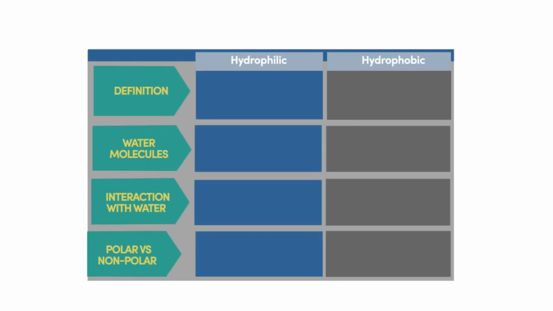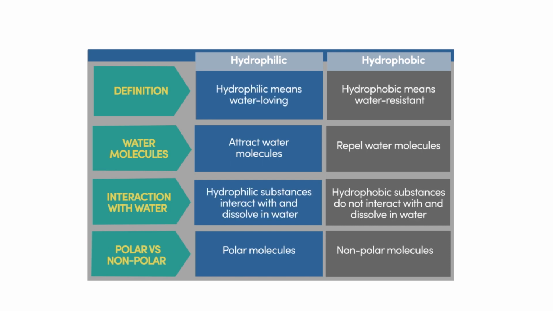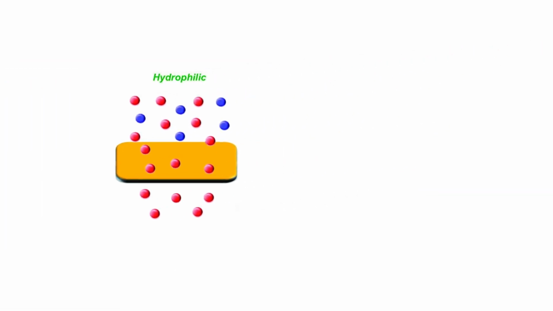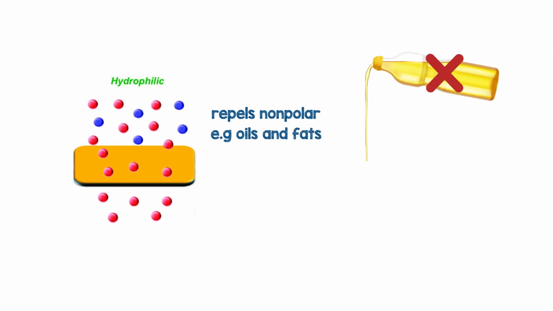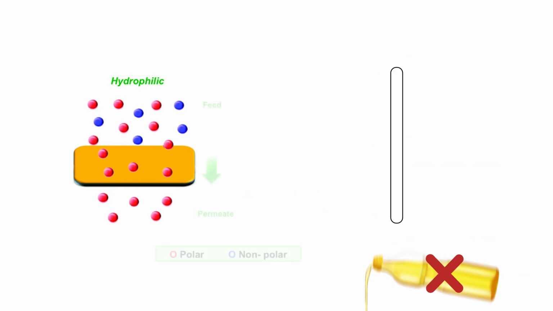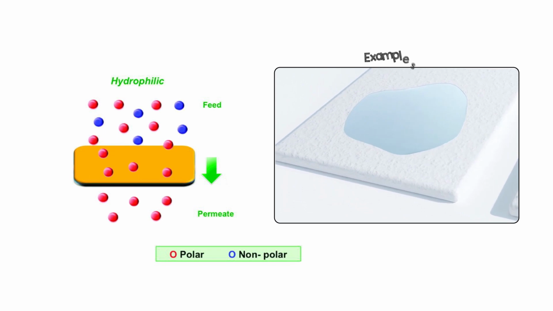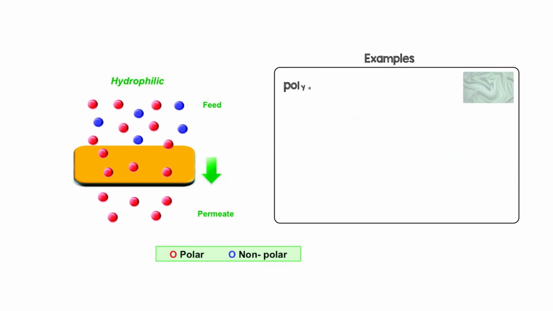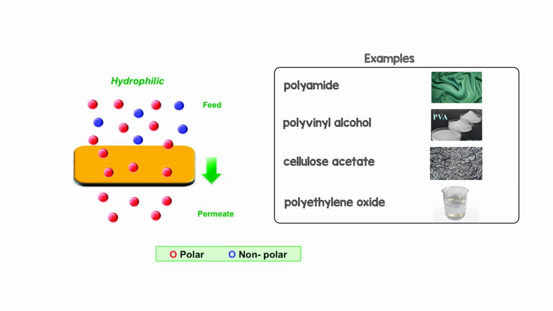Hydrophilic membranes are membranes that attract water molecules or have a high affinity for water molecules. Hydrophilic literally means water-loving. These membranes are designed to repel nonpolar or hydrophobic substances, such as oils and fats, while allowing polar or hydrophilic substances such as water and small molecules to pass through. They are commonly used in applications that allow water to pass a membrane as the permeate. Examples of hydrophilic membrane materials are polyamide, polyvinyl alcohol, cellulose acetate, and polyethylene oxide.